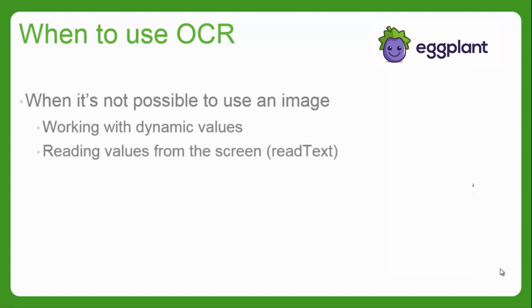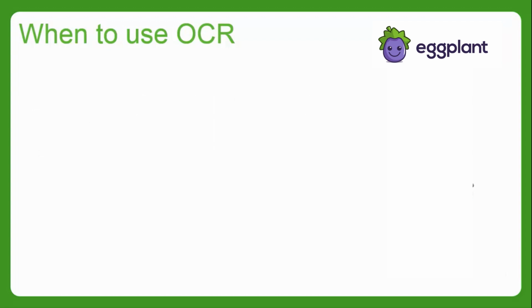Other times, you might need to read data, such as a dynamically generated confirmation number, off of the UI of your application. In other situations, you'll find that you have the option to either use OCR or an image search to interact with or validate a particular text element, so how do you decide which to use?